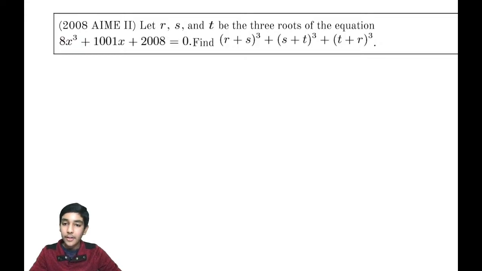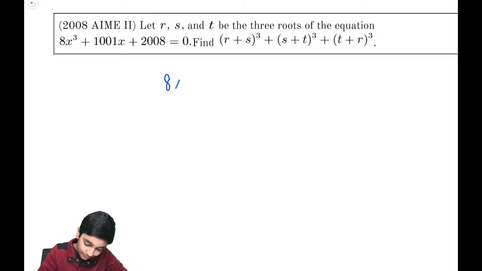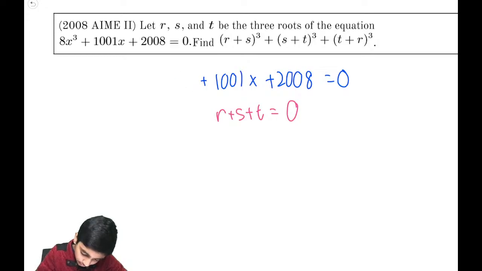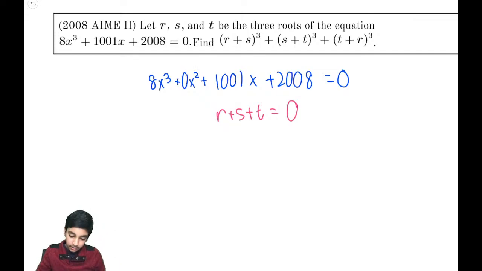Okay, so now that you've had some time to try it out, I'm going to show you a really nice solution to this problem. So this solution is going to seem extremely nice. So let me just explain it. So we have this polynomial. What we notice here is that r plus s plus t is equal to 0, because there's no x squared term, we can rewrite this as 8x cubed plus 0x squared plus 1001x plus 2008. So the sum of the roots is just going to be equal to negative 0 divided by 8, or 0.